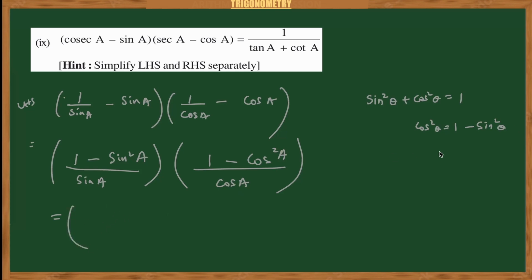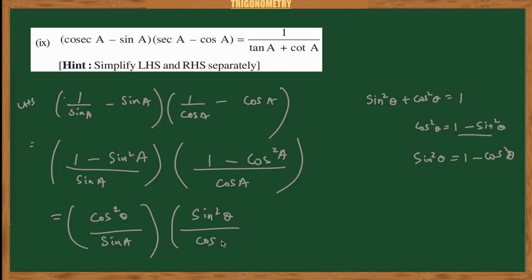So I can write this as cos square theta divided by sin A. Can the similar be applied here? Yes, sin square theta is equal to 1 minus cos square theta. So I can write it as sin square theta divided by cos A.